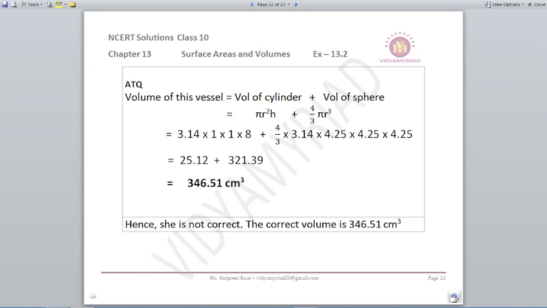Now according to the question, we will find out the volume of the vessel, which will be volume of the cylinder plus volume of the sphere, which is pi r square h plus 4 upon 3 pi r cube. So take pi as 3.14, you have radius with you, you have height with you of the cylinder. For the sphere also you have radius, all the information with us. On solving, we get it as 346.51 centimeters cube. So according to this information, we come to know that the assumption which the girl has found was wrong. So she was not correct, as the correct volume is 346.51 centimeters cube.